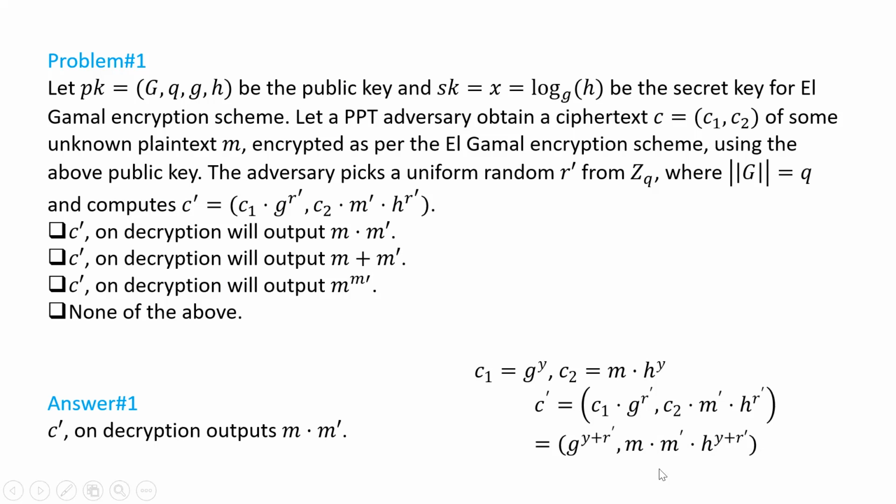So it will compute the inverse of the element g to the power x plus y plus r dash, and will perform the dot operation with that inverse element. That will lead to cancellation of this term and leaves us with m dot m dash, the underlying plaintext. That is how ElGamal decryption works, right? So our answer is C dash on decryption will output m dot m dash. Okay.